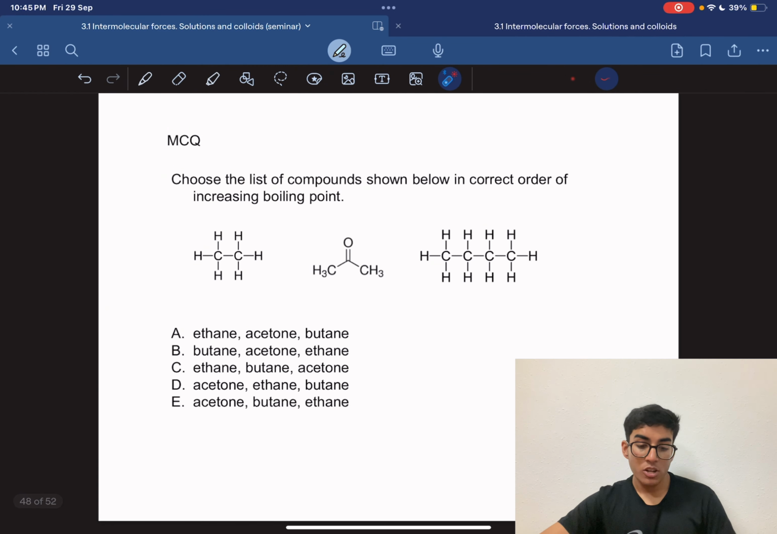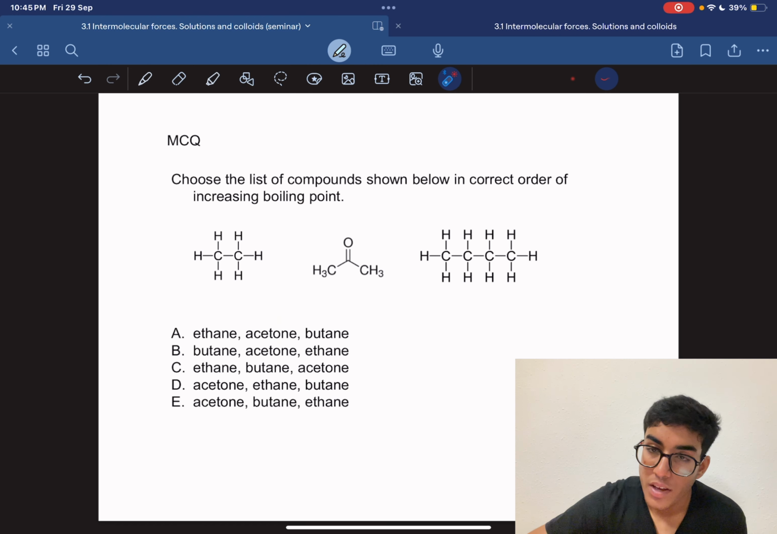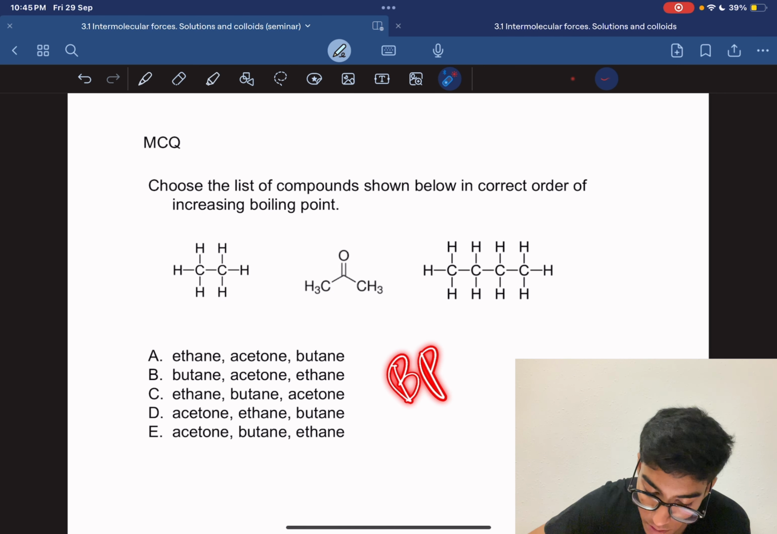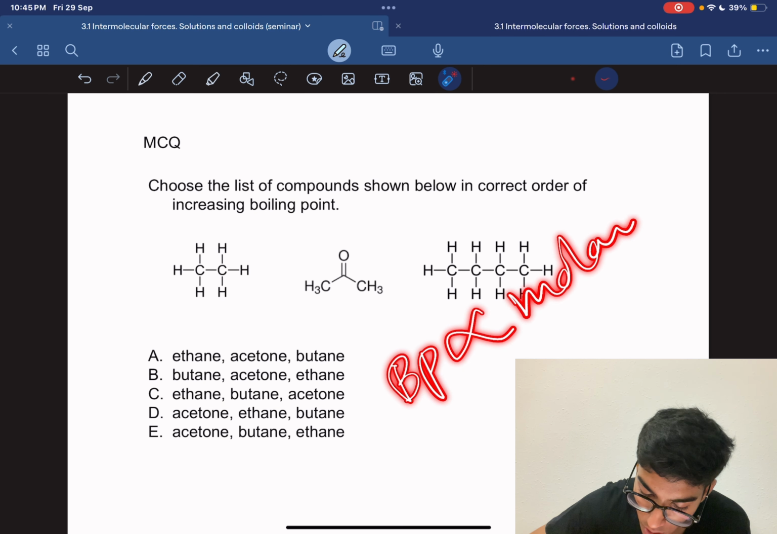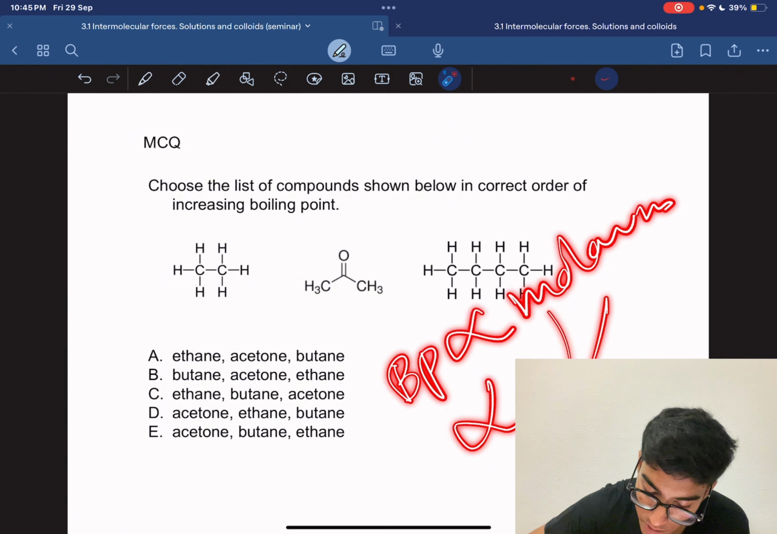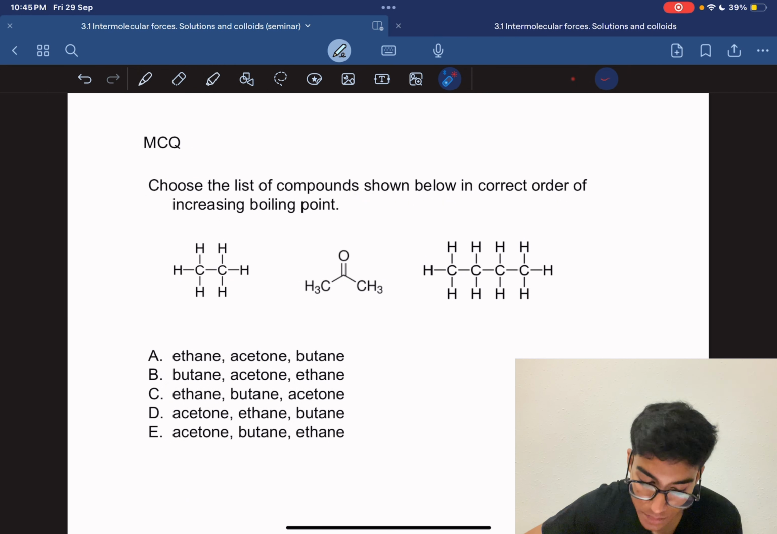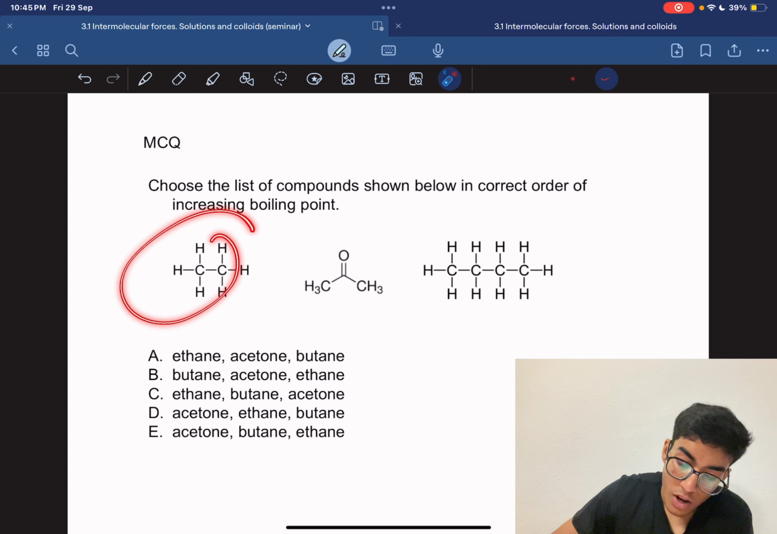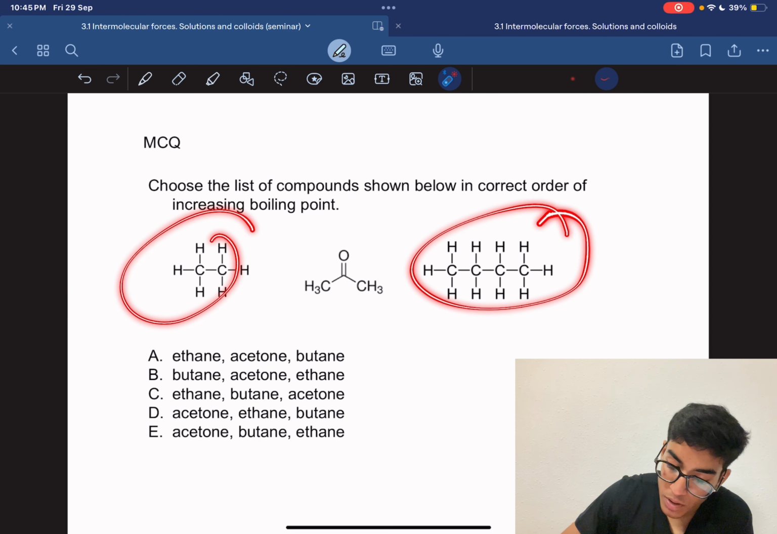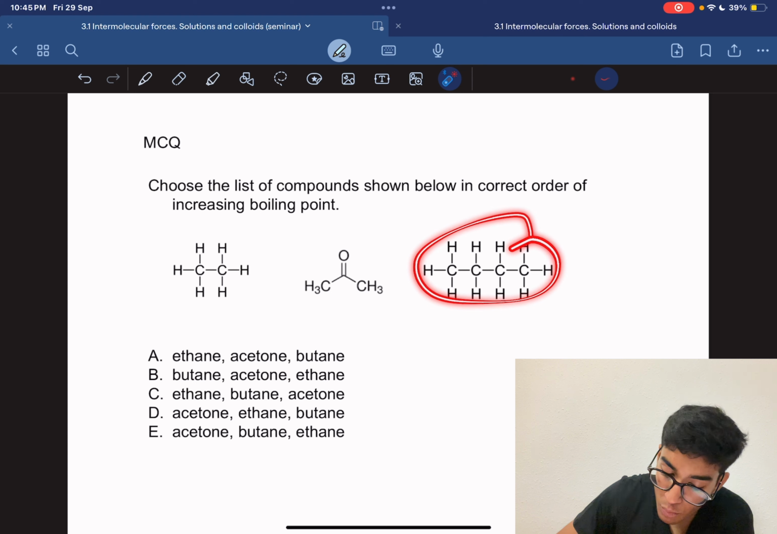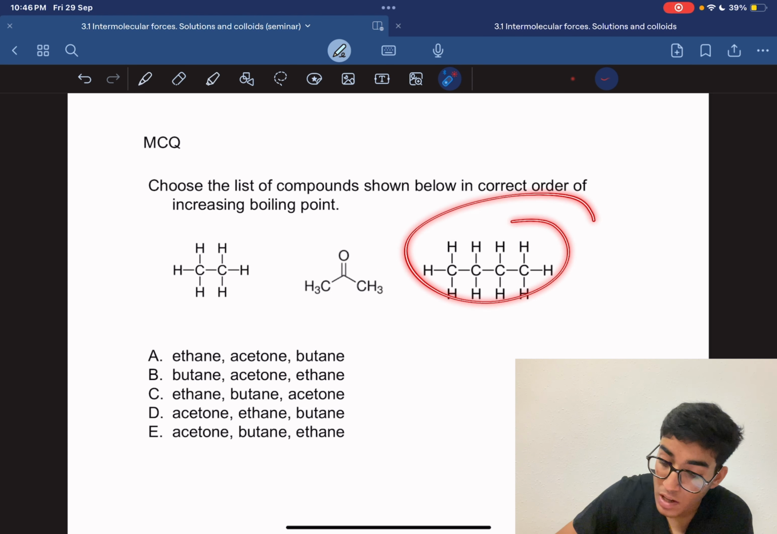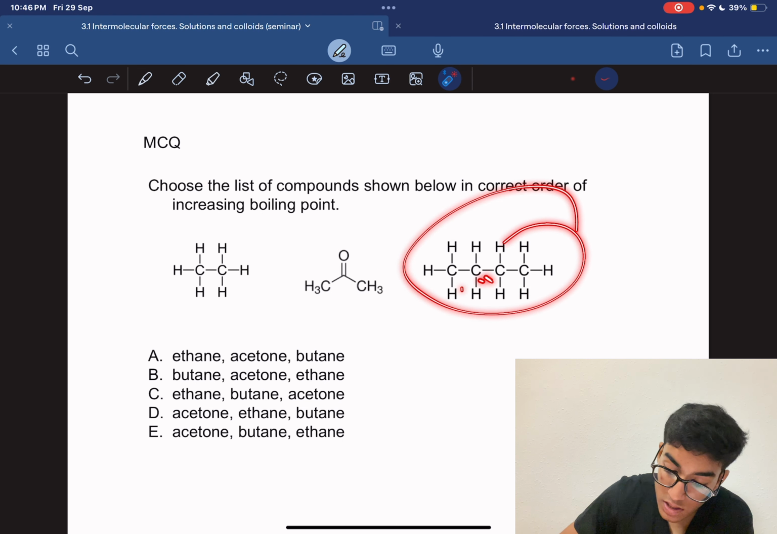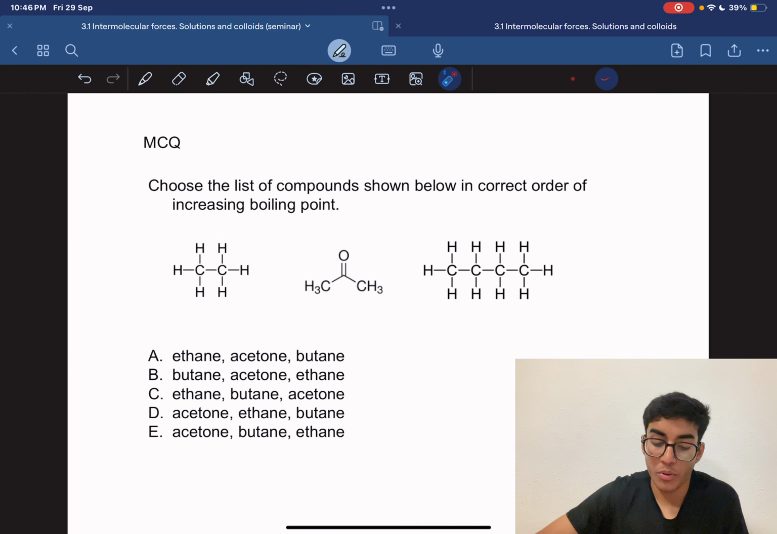Okay. Choose the list of compounds shown below in the correct order of increasing boiling point. Boiling point is proportional to molar mass and inversely proportional to branching. Let's look at these two first of all. Automatically we can see this has more molar mass. Does this have more molar mass than this is the question? I think so, yes. So this will be the first thing, because it has the most molar mass, it's going to have the highest boiling point.